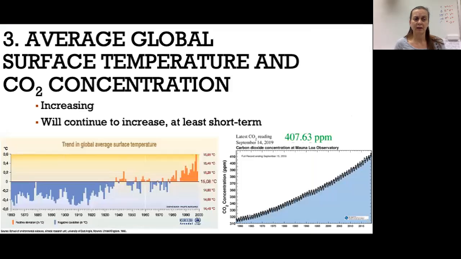Our third indicator is average global surface temperature and carbon dioxide concentration. Again, the recent trend is that it is increasing. Future prediction, it's going to continue to increase, at least in the short term. There are a lot of agreements out there that are trying to stop or slow this increase, but right now there have not been significant enough changes to decrease it.